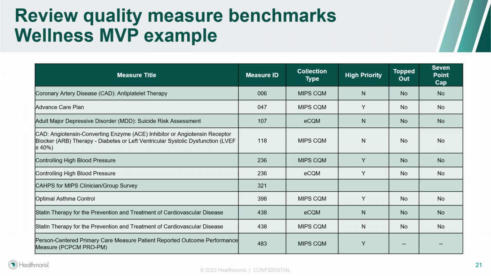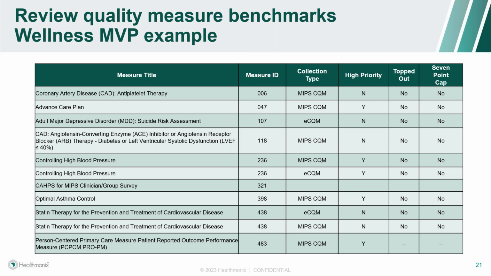All right, so here is an example of the wellness MVP. This is one of the better MVPs for 2023 reporting. The reason is that you can see in the right-hand column there are no measures that are topped out and no measures that are capped at 7 points. On top of that, you have a number of high priority and outcome measures available. And there are a bunch of measures, so you're not just trying to choose between 6 measures. There's a number you can choose from, and a number that you're probably pretty familiar with, as there are very common measures in this group as well.